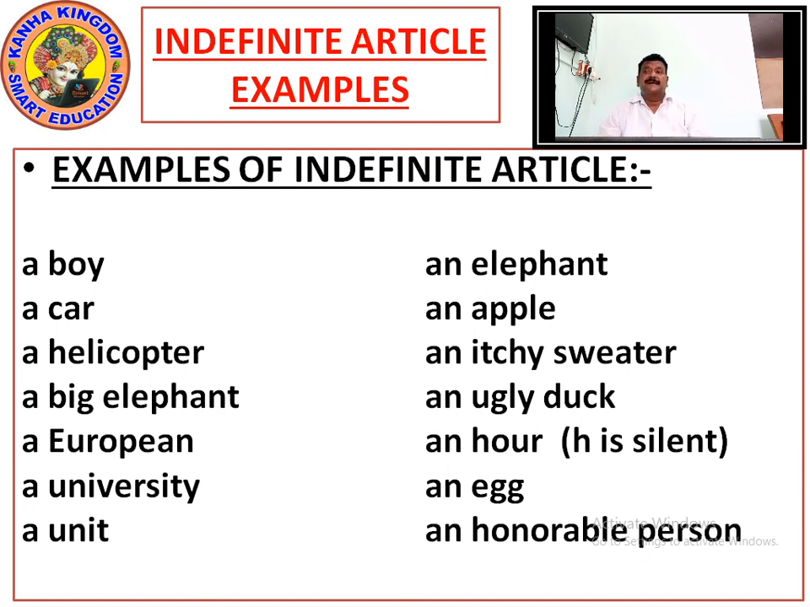So these are the examples where a and an fit, where we have to write a boy, an apple, a car, an elephant, a helicopter, a big elephant, an itchy sweater, an ugly duck, a European, a university, a unit, an hour, an honor. So these are all the examples of indefinite articles. Now let's go to the next page.